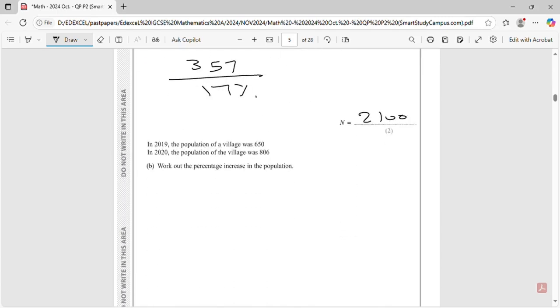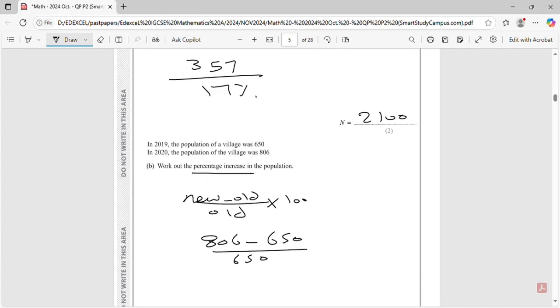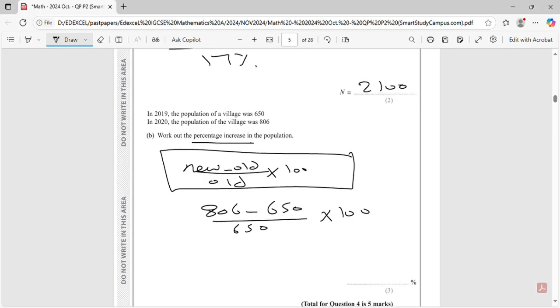Now here he said that in 2019 the population of the village was 650, but next year it became 806. Work out the percentage increase. Of course, for percentage increase, percentage decrease, and so on, I have to apply the rule of new minus old divided by old, all multiplied by 100. So new here is 806 minus old 650, divided by old 650, multiplied by 100. This is very important; you truly have to memorize it. After I do all these operations, I will find the percentage increase, which will equal 24%.